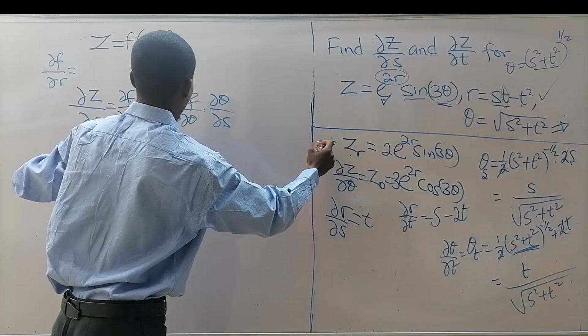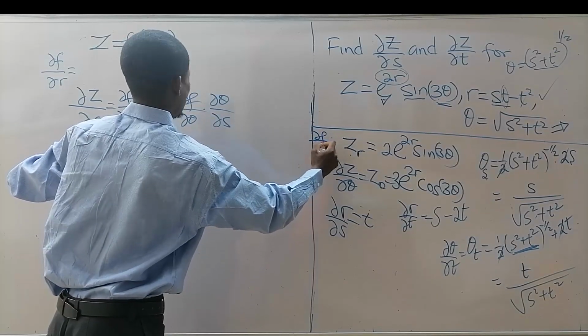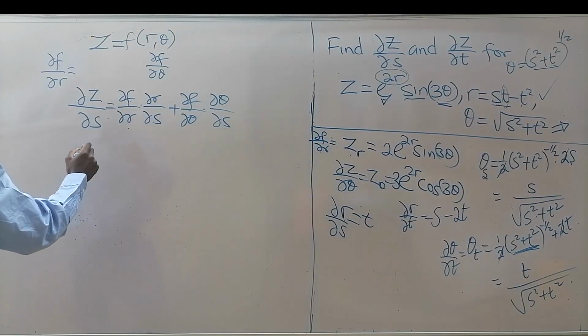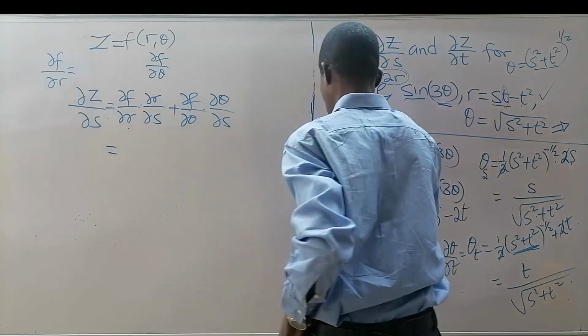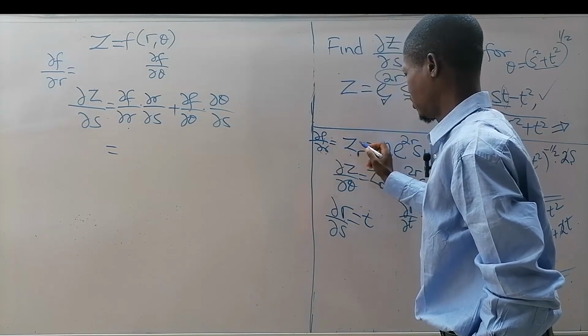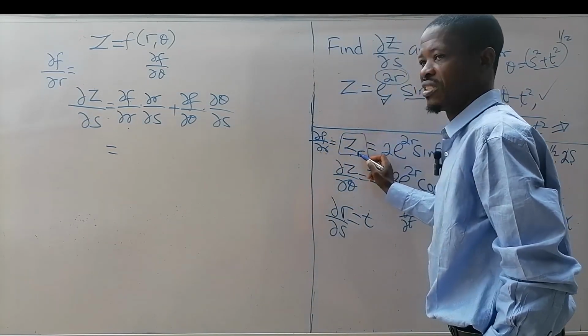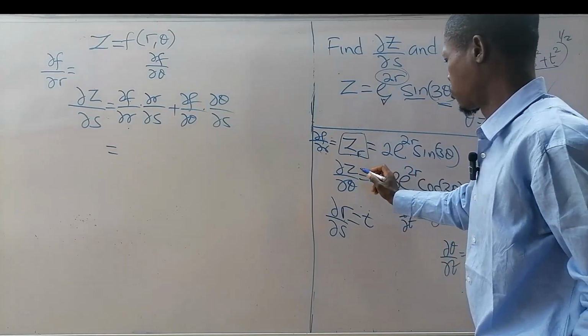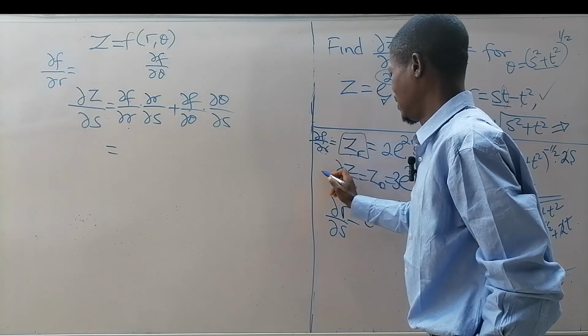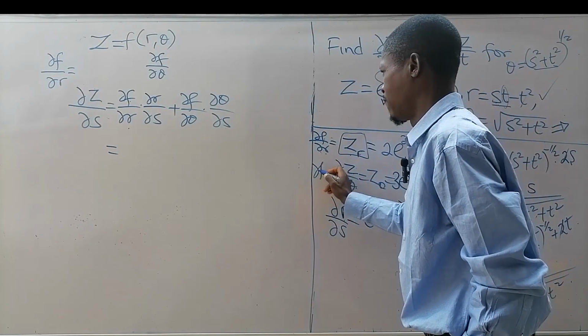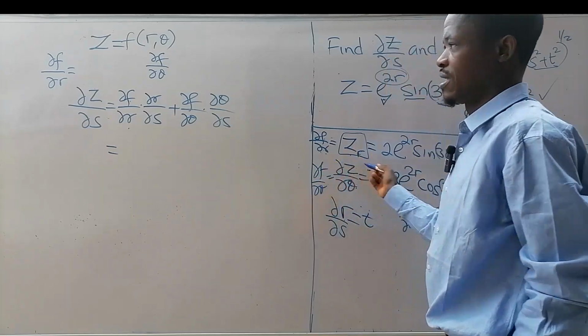It's also the same thing as del f del r. So let's begin to make substitution to that place. Del f del r is the same thing as z subscript r, and this one also, del z del theta, it's also the same thing as del f del theta. They are the same.